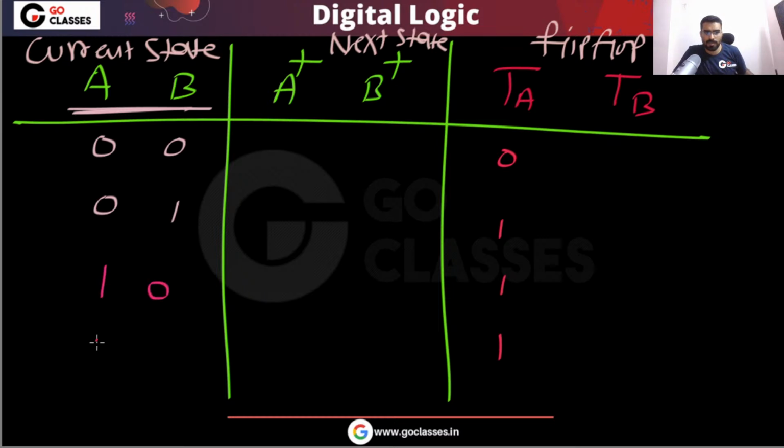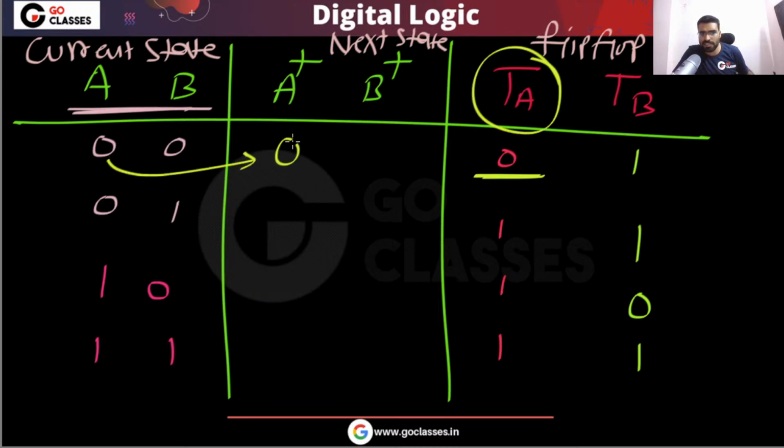So TB is A bar or B. You can notice TB is A bar or B. Now, after this, what to do? Now it is very simple. If your T is 0, what will be the next state? If your TA is 0, then you can notice the next state will be the same as the previous state.